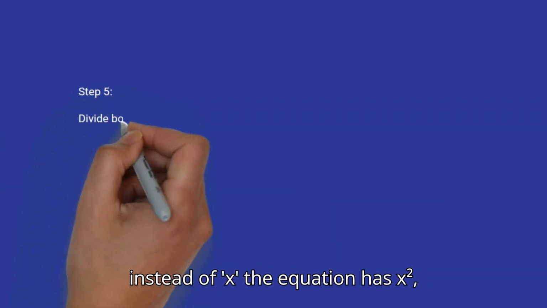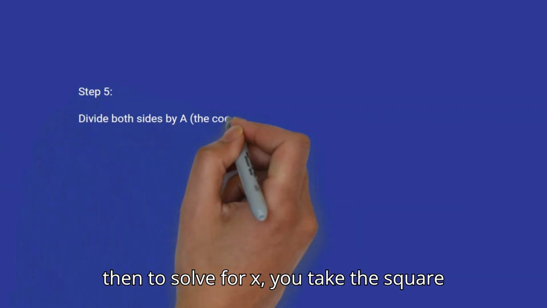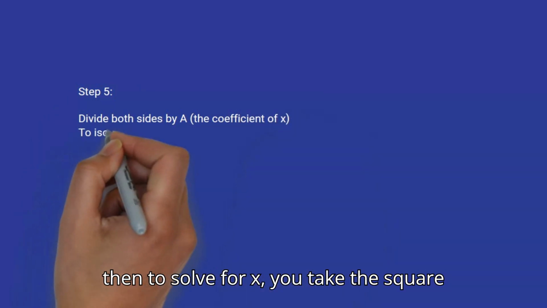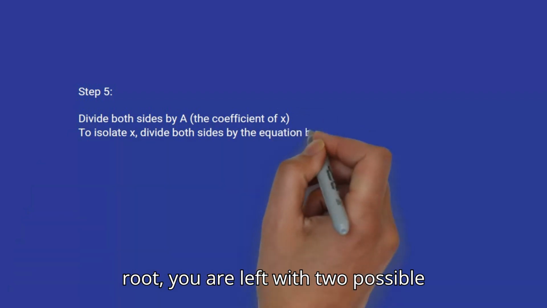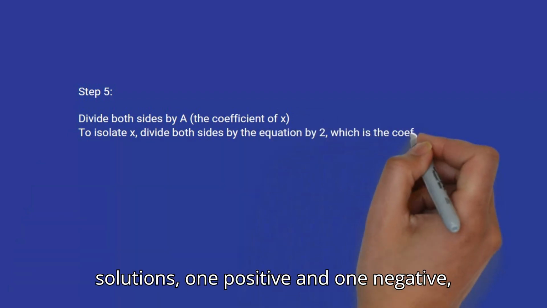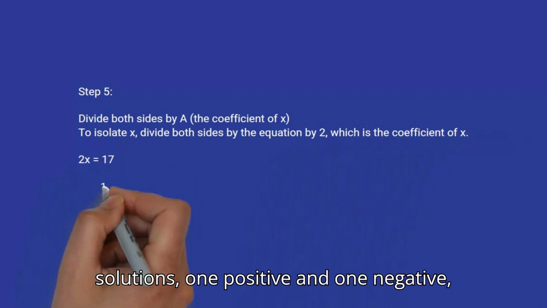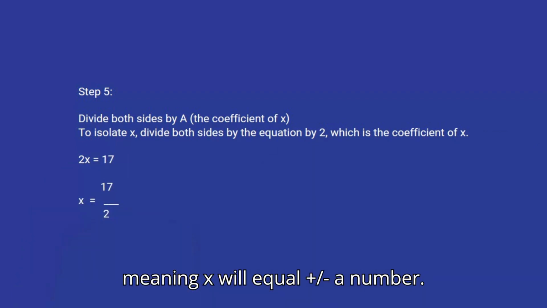If, instead of x, the equation has x squared, then to solve for x, you take the square root of both sides. It's important to remember that when you take the square root, you are left with two possible solutions, one positive and one negative, meaning x will equal plus or minus a number.